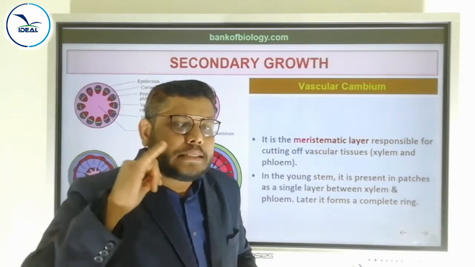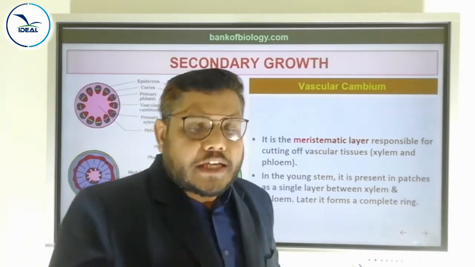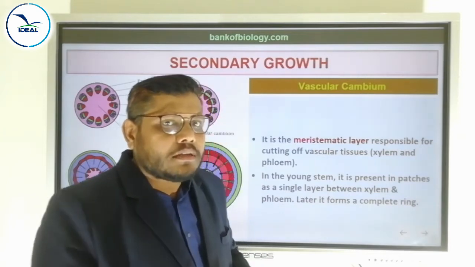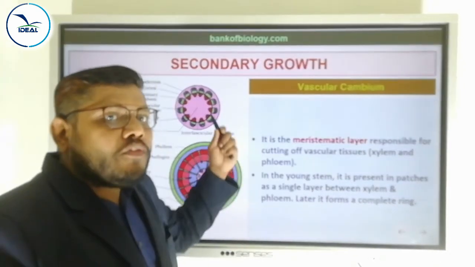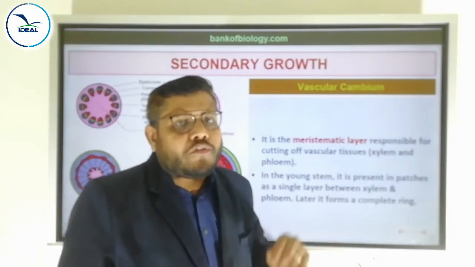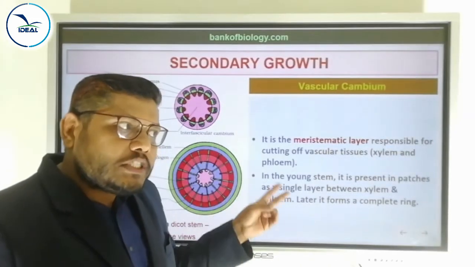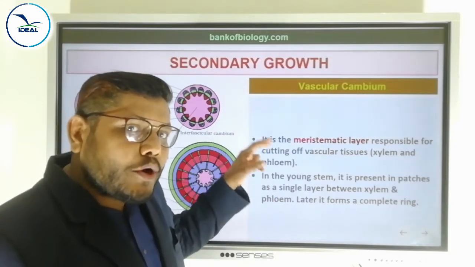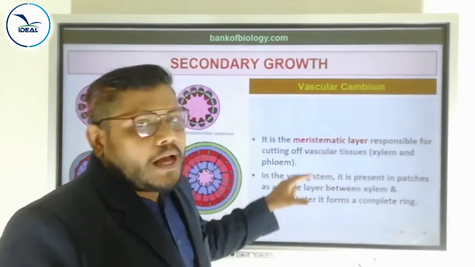Is it clear? Secondary growth in Dicot stems includes the following steps. First one, formation of cambial ring, and the second one, activity of cambial ring. There are two steps involved in the process of secondary thickening, or secondary growth, in Dicot plants.